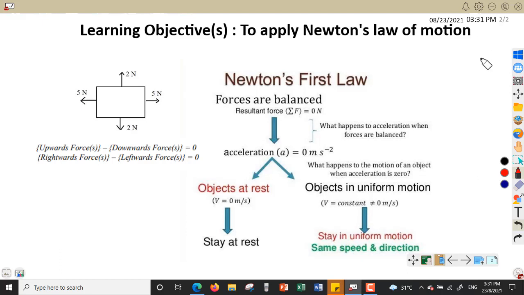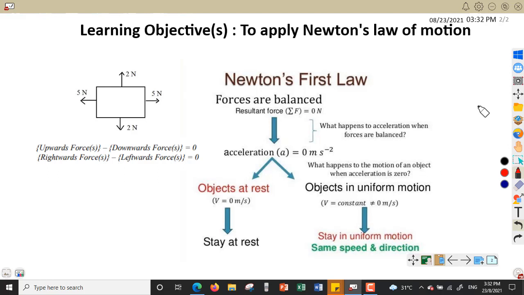Hello boys and girls. In today's tutorial lesson, our learning objective is to apply Newton's law of motion. In the previous tutorial, we learned how to identify the forces acting on an object. Today we are going to apply Newton's law to determine the value of the forces, or, if the forces exerted on the object cause acceleration, how we apply Newton's law to determine the value of the acceleration. So this is the learning objective.